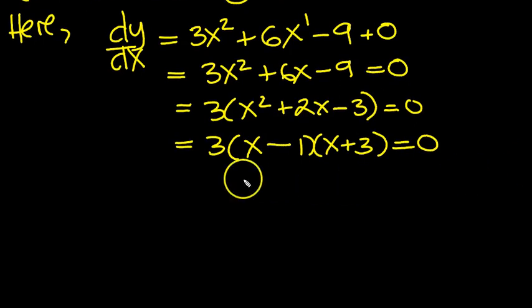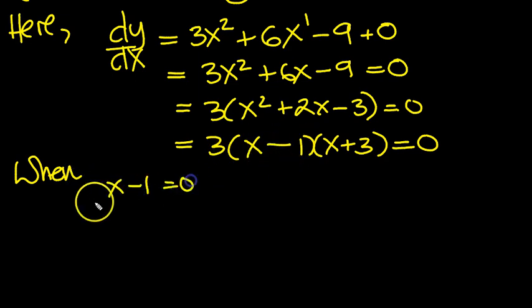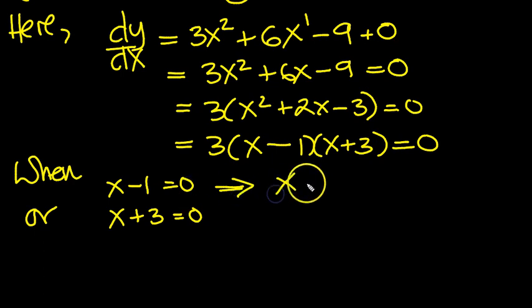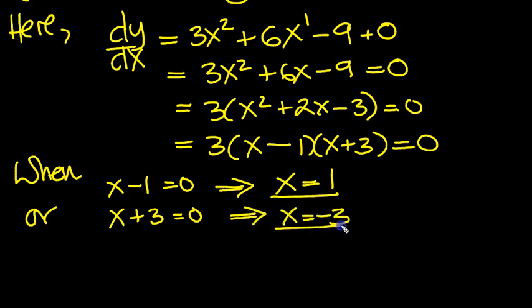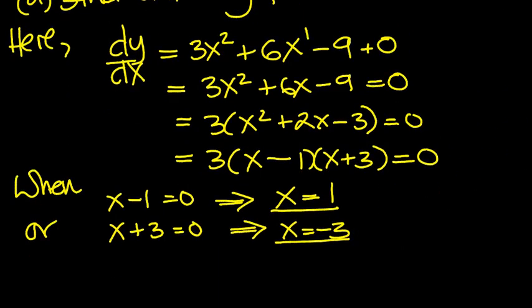dy/dx is 0 when x minus 1 equals 0, or when x plus 3 equals 0. This one tells you that move the 1 across, you get x equals 1. And this one tells you move the 3 across to minus 3, and you get x equals minus 3. So here's our 2 turning points then. Now we have to find their nature, stationary points.